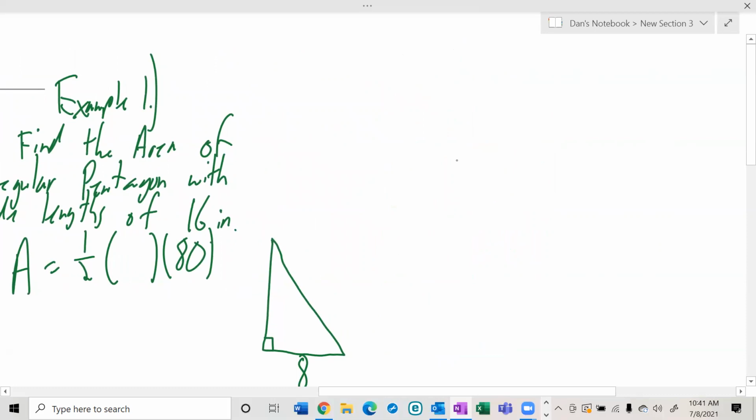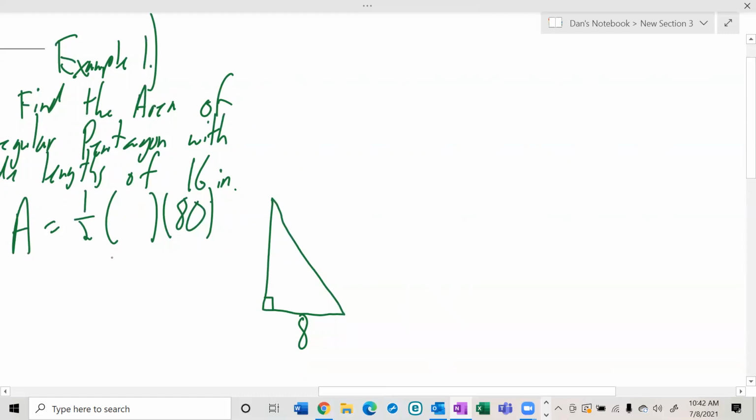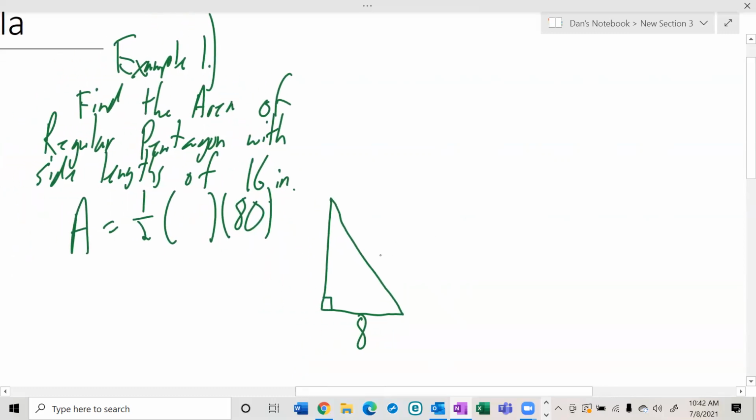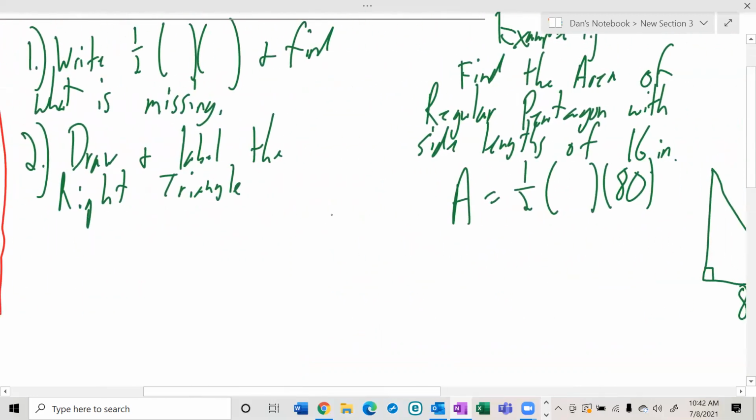Now, we've got to figure out what the apothem is. We're trying to figure out the apothem because that's what this is. That's the whole purpose of this. But we don't have this side, so we can't use Pythagorean theorem. And we don't have any of the angles. So here's step 3. We are going to find the angle. Find the angle. And I'm going to explain to you how we find the angle.